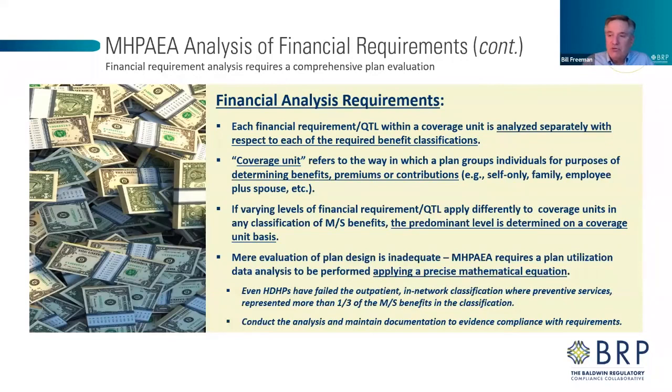This report that must be created, as Jason mentioned when he explained the 2022 report to Congress, nobody passed the requirements of the report. And one of the main reasons for failure was that a lot of plans just said, with a cursory mention, that their financial requirements were the same for mental health and substance abuse as they were for medical surgical benefits. Even high deductible health plans failed the outpatient in-network classification. A lot of times that happened where preventive services for medical surgical were paid at 100%. And that ended up being more than substantially all of the benefits paid under that benefit classification. So the plan failed for that reason. So you're going to have to conduct the analysis, and you're going to have to maintain the documentation to show that your plan is in compliance with the MHPAEA.